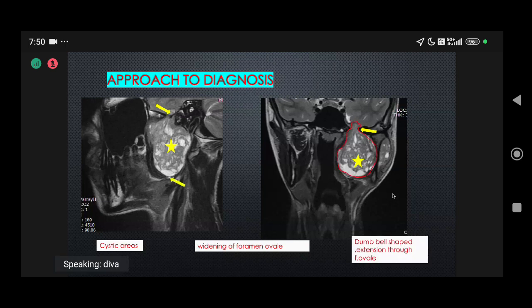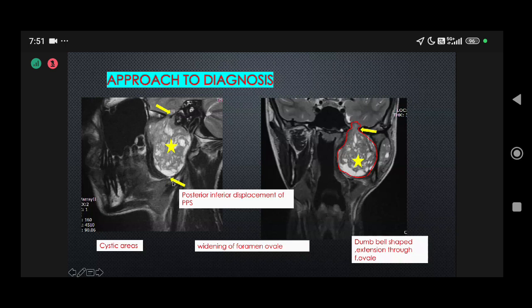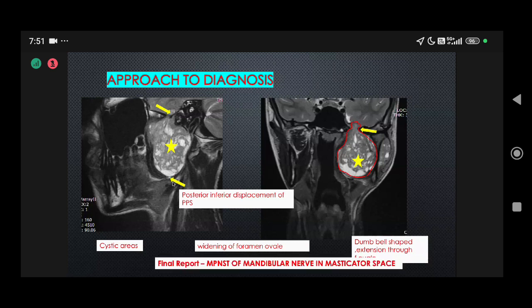It is a lobulated dumbbell shape. So this is nothing but a nerve sheath tumor arising from the mandibular nerve of the left trigeminal nerve, and importantly it is causing posterior and inferior displacement of the PPS. Now we can come to know that it is arising from the masticator space. So the final diagnosis could be malignant nerve sheath tumor of the mandibular nerve in the masticator space.